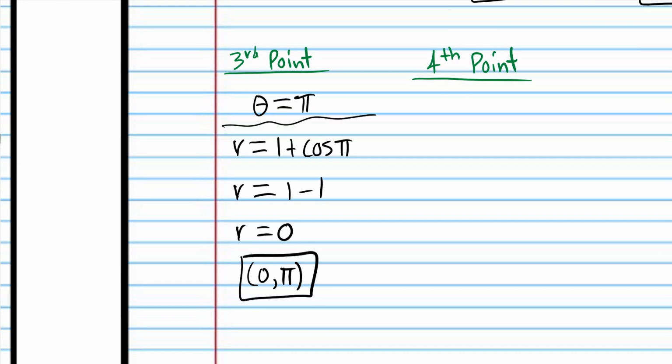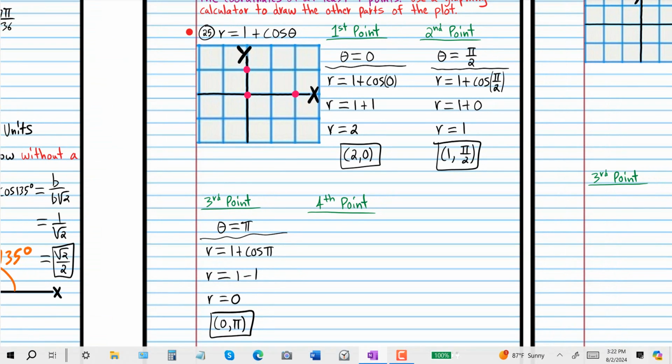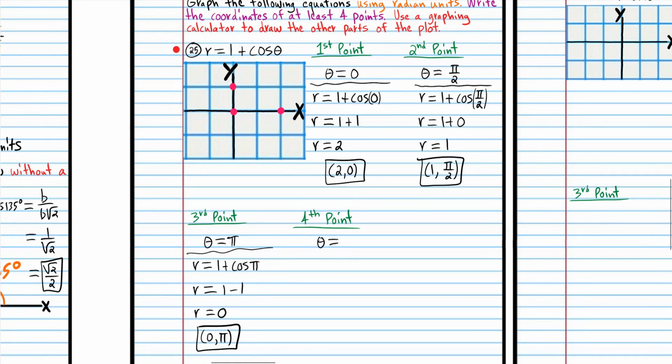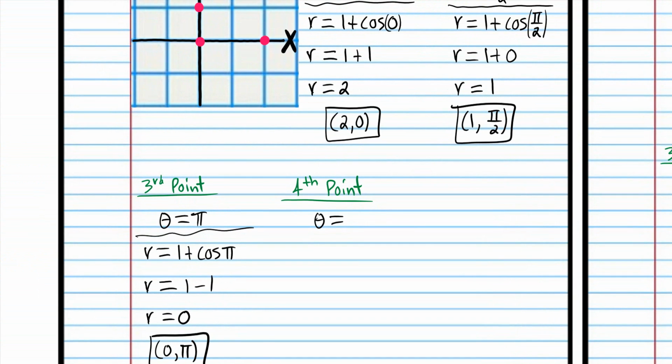So that's the third point. 0 pi would obviously be at the origin there. Okay, so now what should we try? Let's try something other than a quadrantal angle. We could use another quadrantal angle, but let's see, how about negative pi over 3? We want to get some other angles rather than just quadrantal angles.